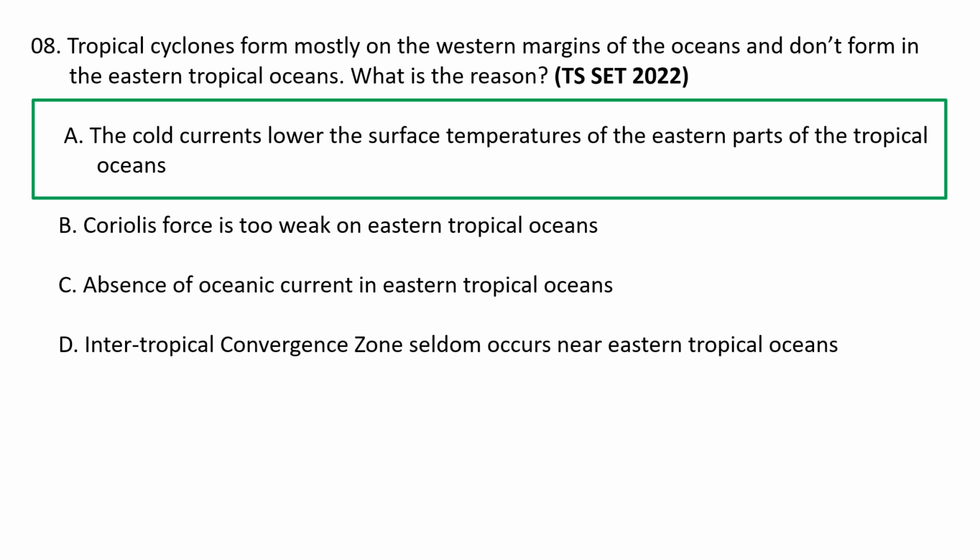So the correct answer is that the cold currents lower the surface temperature of the eastern parts of the tropical oceans. In the western tropical oceans, because of the warm ocean currents, the easterly trade winds push the ocean waters towards the west. So they flow from the east towards the west, forming a thick layer of water with a temperature generally greater than 27 degrees centigrade. This supplies enough moisture to the storm. So that's why the cold currents lower the surface temperatures of the eastern parts of the tropical oceans.